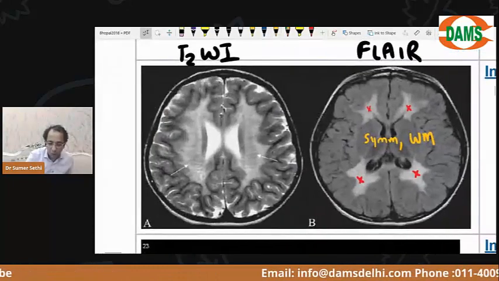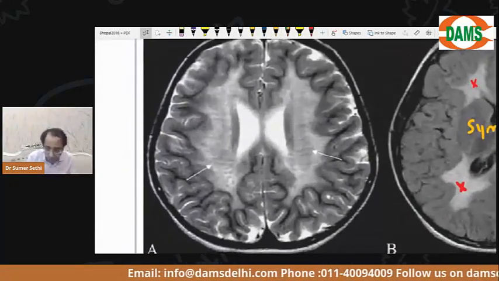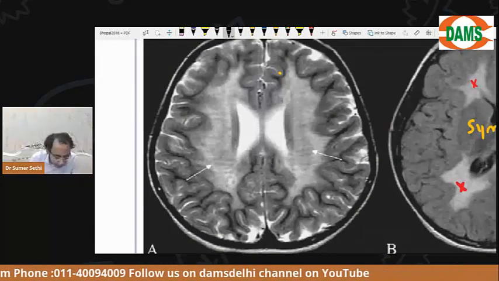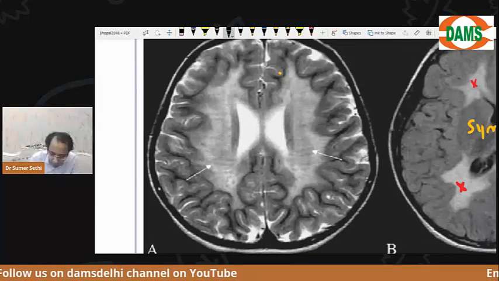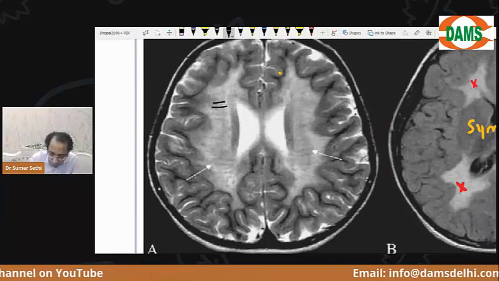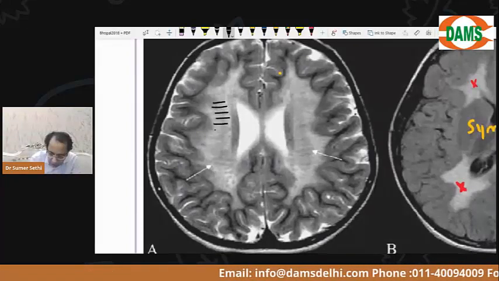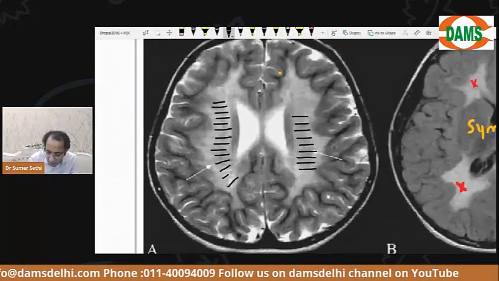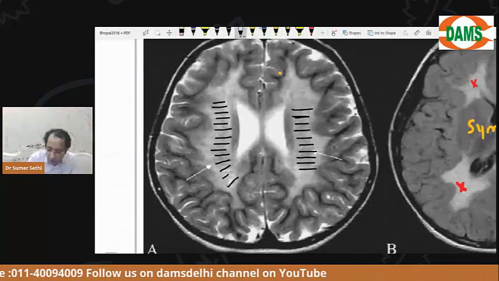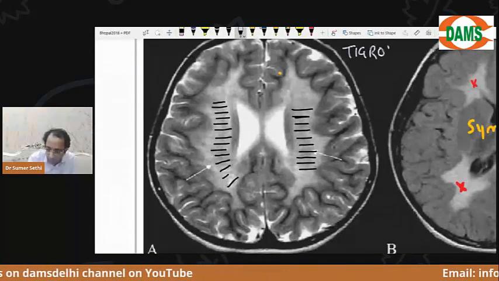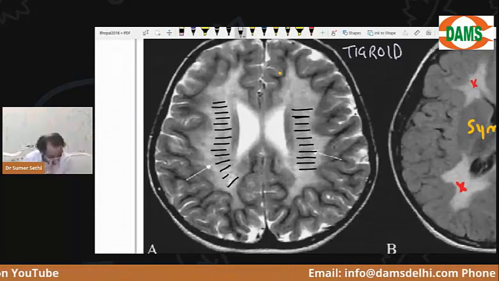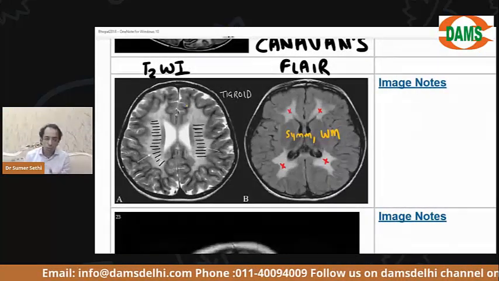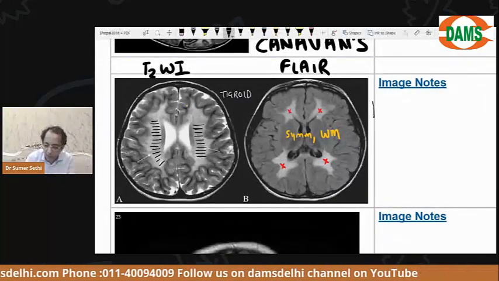But now when I look at the T2 weighted image, in the white matter there is abnormality. Along with the abnormality, there are tiny strands of normal looking area which is giving an appearance like this. Can you give a name to this appearance that I'm trying to draw? This appearance is called tigroid pattern. Now tell me, name a white matter disorder, a leukodystrophy which has tigroid pattern. The answer is, anybody remembers?